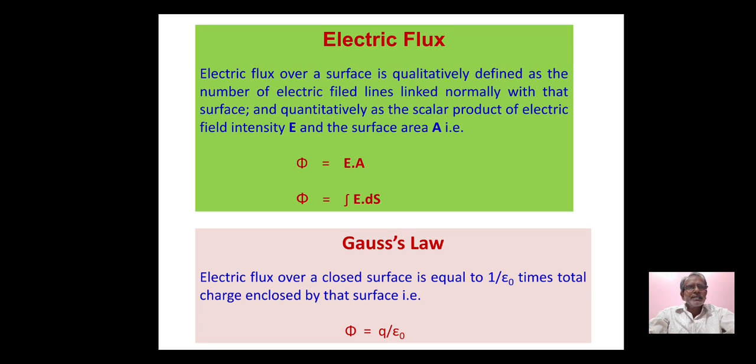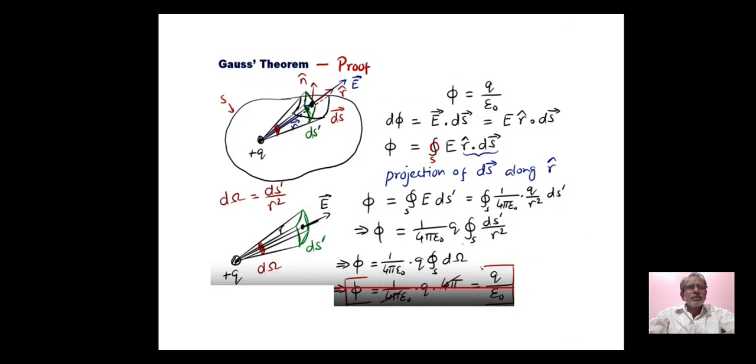Gauss's law states that electric flux over a closed surface is equal to 1 by epsilon naught times total charge enclosed by that surface. Mathematically, phi equal to q upon epsilon naught.